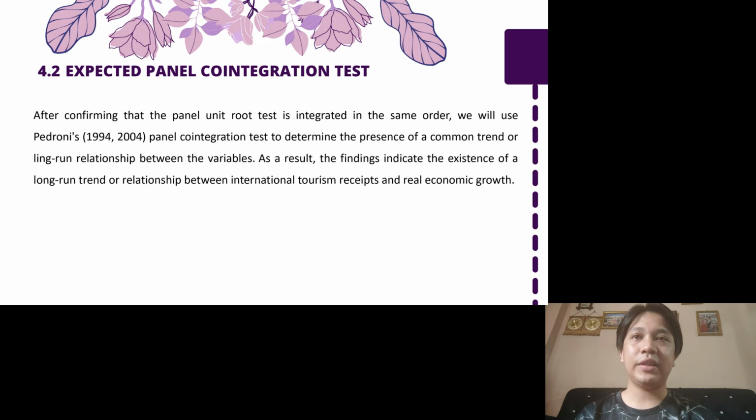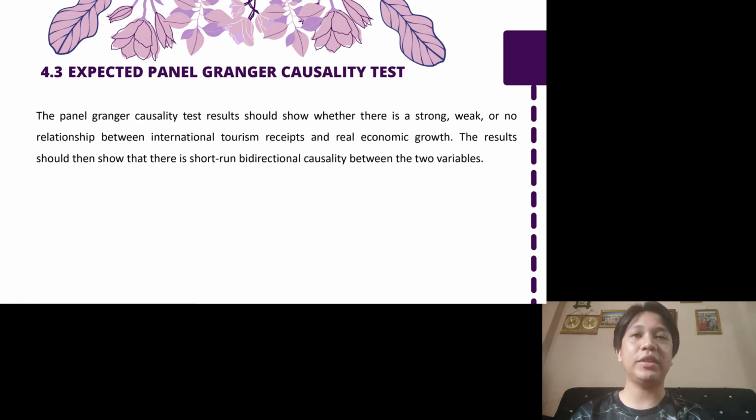Secondly, the expected finding for panel co-integration test. After performing the panel unit root test, the result of the panel co-integration test should indicate that there is an existence of a long-run trend or relationship between international tourism receipts and real economic growth. Lastly, the expected finding for panel Granger causality test. The panel Granger causality test result should show whether there is a strong, weak or no relationship between international tourism receipts and real economic growth.